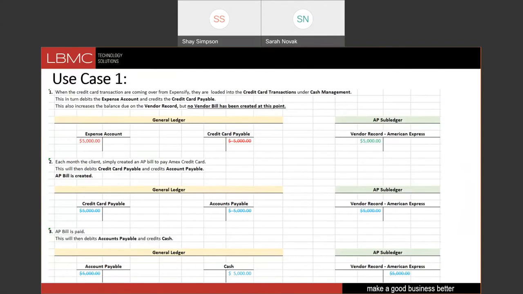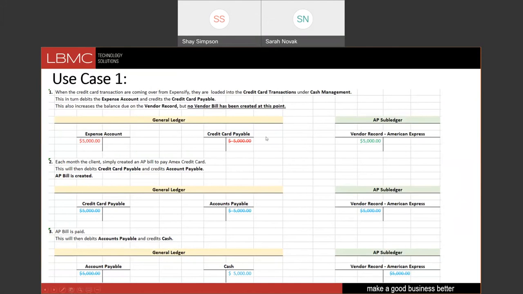Each month, the client was going in and creating a separate AP bill. In other words, they were just going into accounts payable and adding a new bill for American Express. Okay, what was that doing? It was debiting the credit card payable and crediting AP, okay?